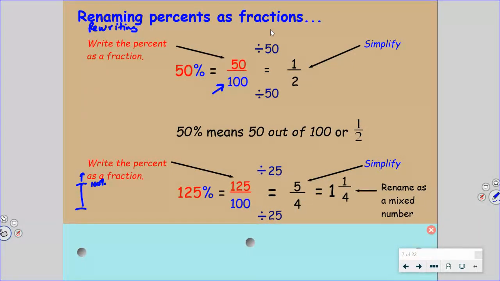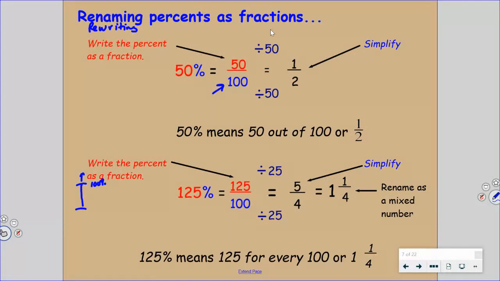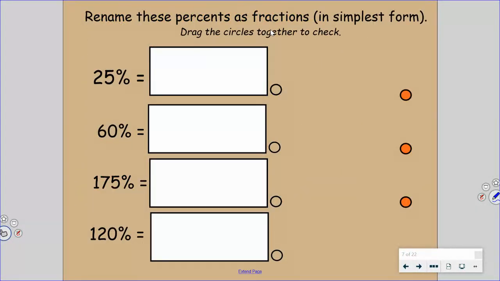Then you can rewrite it as, or simplify it as 5 over 4, or 1 and 1/4. So 125% means 125 out of 100. You could also say 5 out of 4, or in simplest form, you would say 1 whole and 1/4. I would recommend that you pause the video, write these down, rewrite them as fractions in simplest form, and in a moment, I'll go ahead and give you the answers. Pause and come back when you're ready.